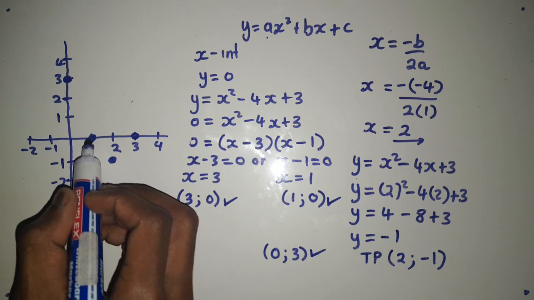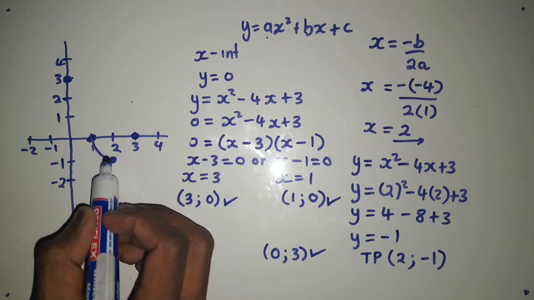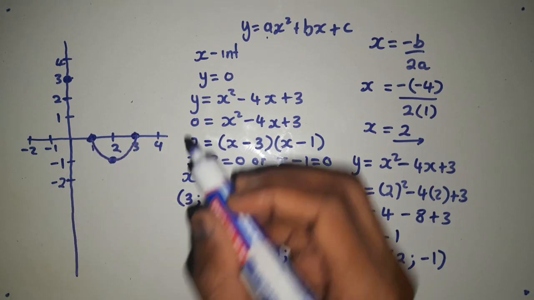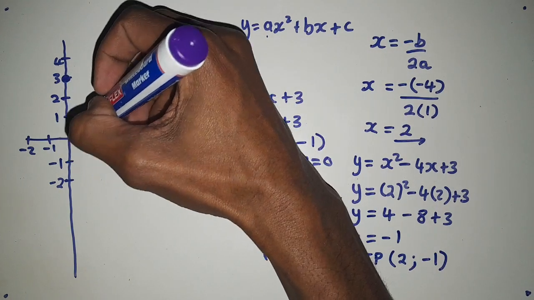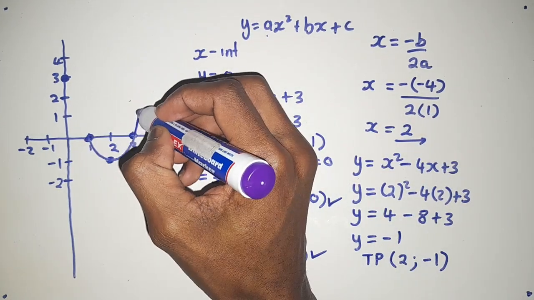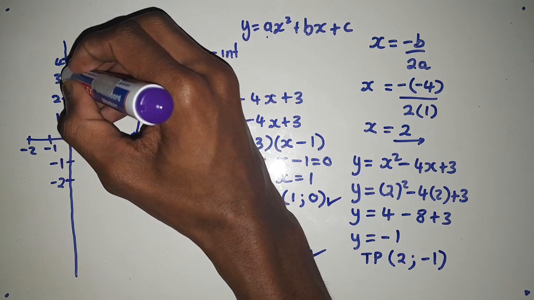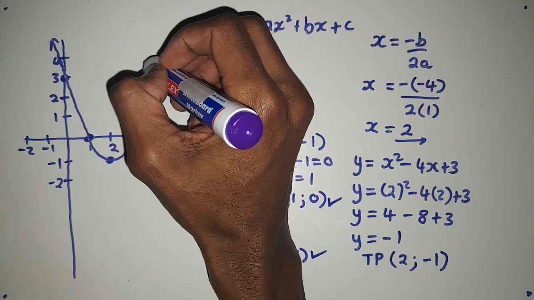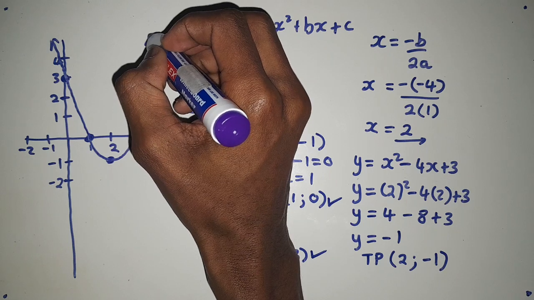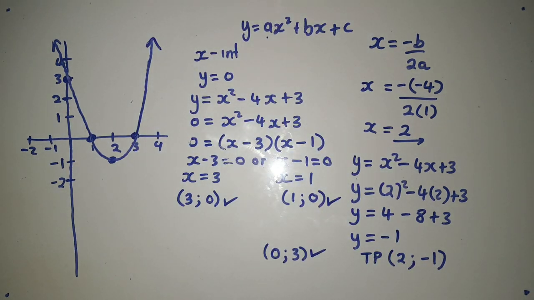Then we can see the shape now. It's going to be something like this. You see? At this point, we have managed to draw our function. I thank you and enjoy.